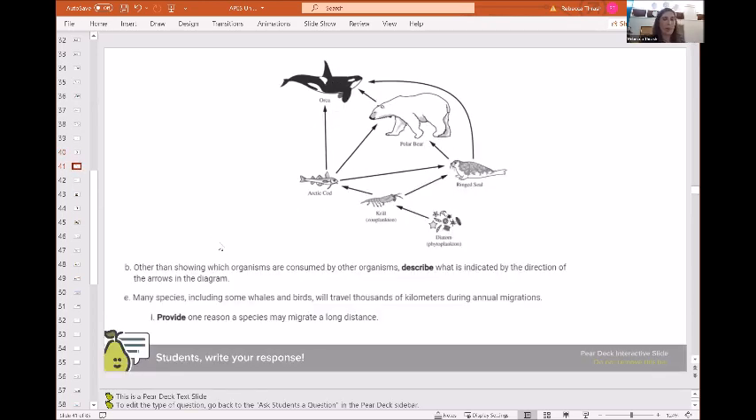Okay, so a couple more here on this practice. Other than showing which organisms are consumed, describe what is indicated by the direction of the arrows. And then many species, including whales and birds, travel long distances. Why do they do that?